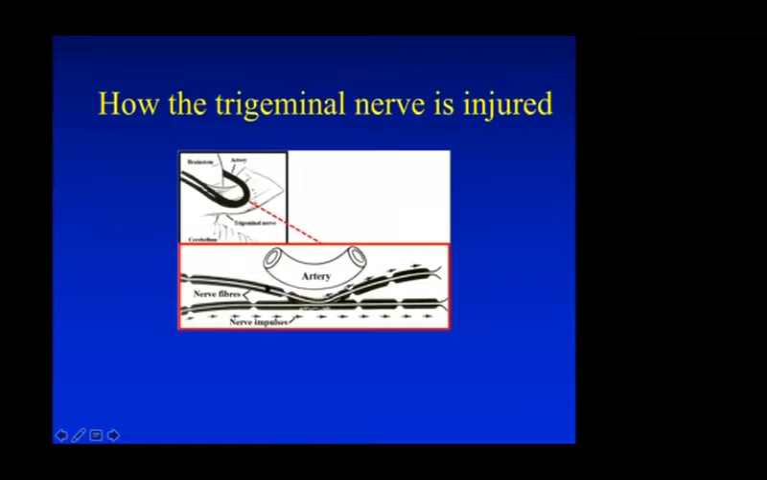So if you think of those old cable wiring wires, the artery is damaging the rubber coating around the wire and exposing the wiring. So that's how the blood vessel damages the nerve.